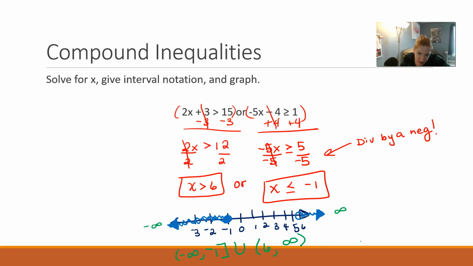Hopefully you guys can read that. Looks like skin with green written on it. Kind of gross. Okay, anyways, so that's how you would graph and write interval notation for an OR inequality. Let's try the other one though.